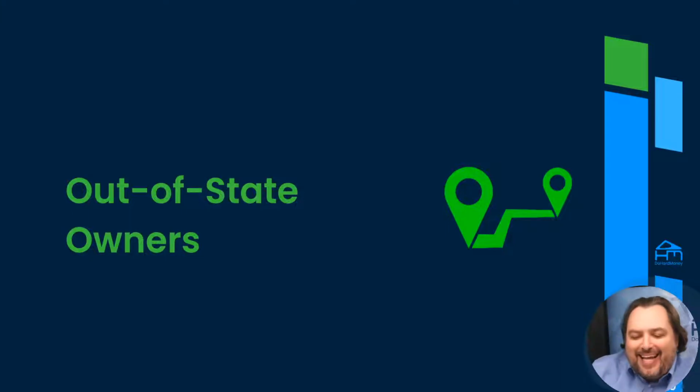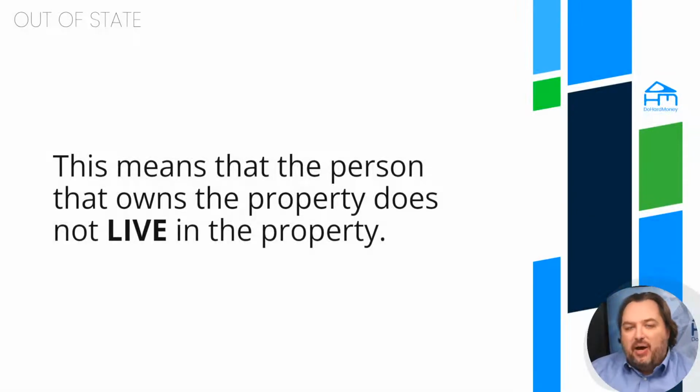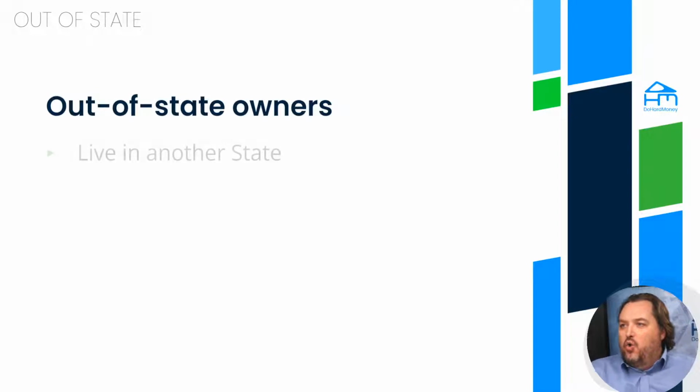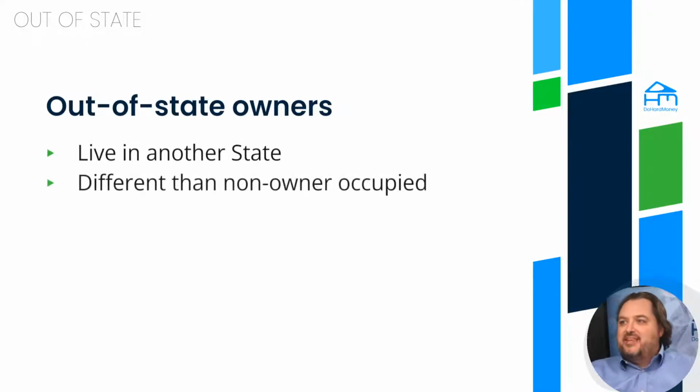We're going to talk about out-of-state owners, okay? Out-of-state owners is what we're talking about. Now, what does this mean? It means that the person who owns it doesn't live in the same state as where the property's at. So they could live in Utah and have a property in California. That would be an out-of-state owner. They live in a state that's different.